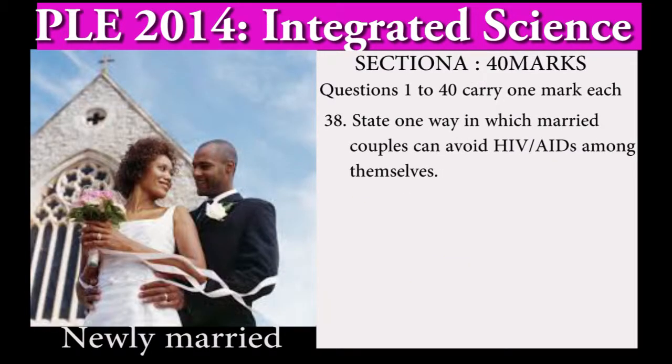Number 38. State one way in which a married couple can avoid HIV and AIDS among themselves: by being faithful to each other.